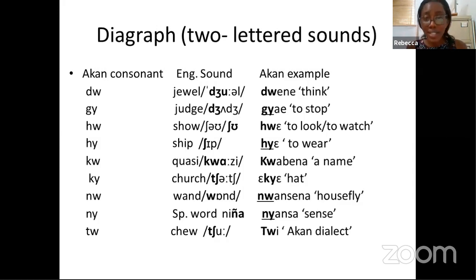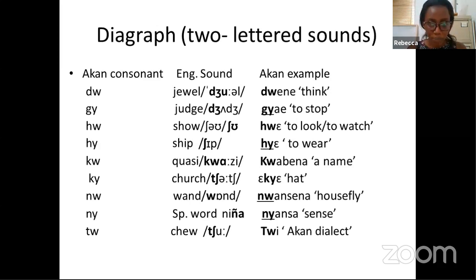Yeah, I know it will take time for you to be able to grasp all these consonants, but yes, you will make it. Good. And you have the j in the English word judge. So that is the combination of the J and the Y in Akan. So we see that in the Akan word jai, which means stop.